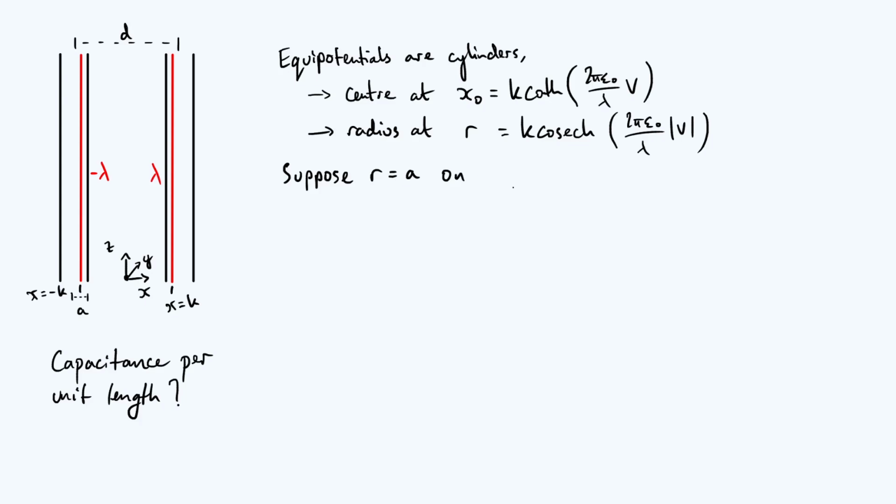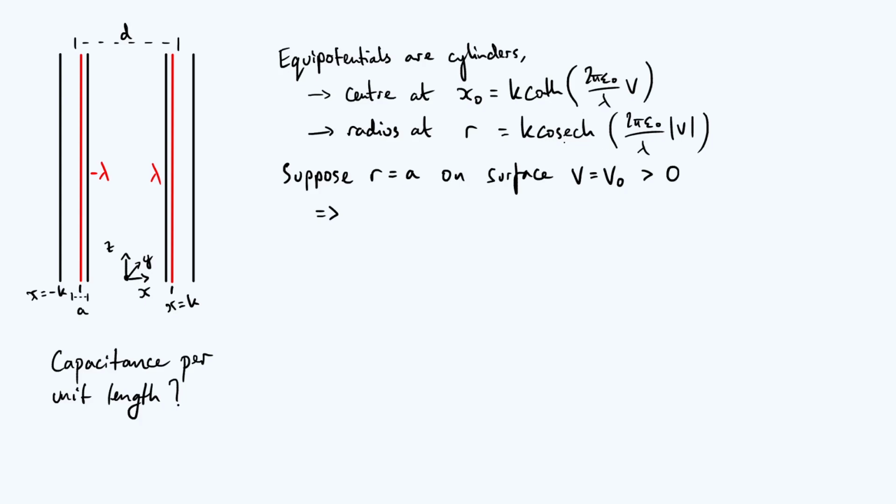Suppose r equals a on a particular equipotential surface which is V equals some specified value V naught, and we're going to assume for now that V naught is positive so that we can forget about the modulus sign in the radius equation, right? Now, what implications does that have? Well, let's go for the radius equation first.